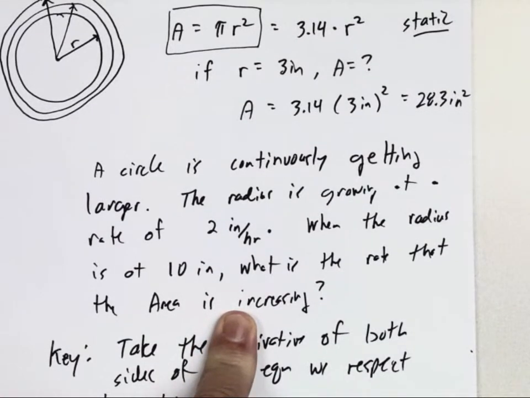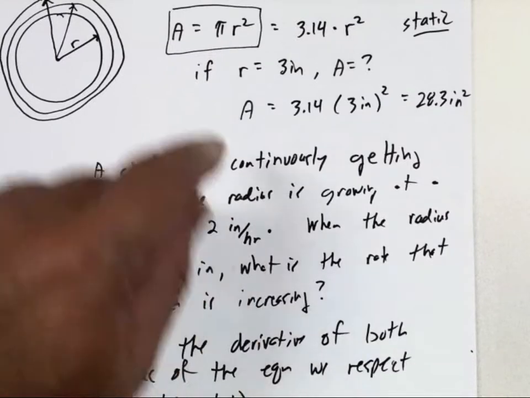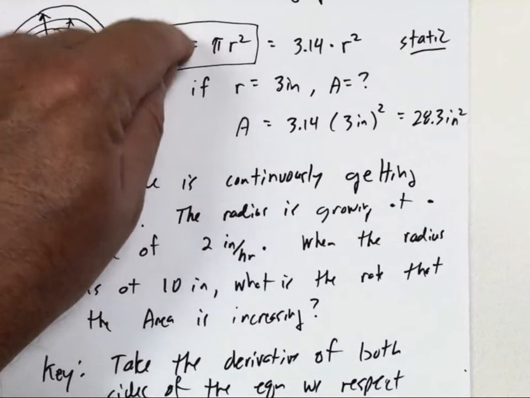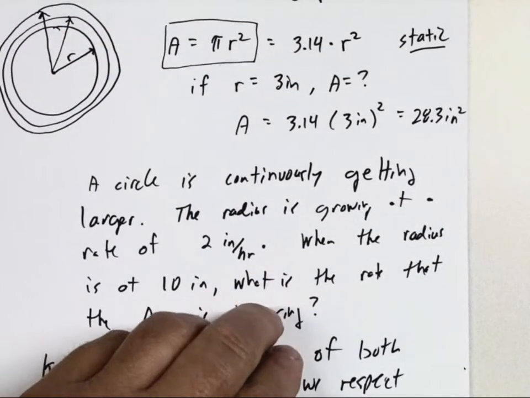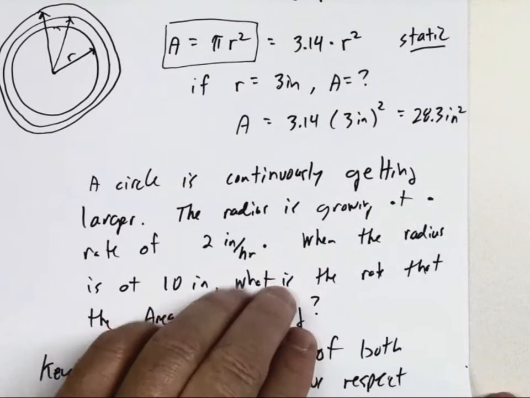When the radius is at 10 inches, what is the rate that the area is increasing? What I'm going to do is take this equation and take the derivative of both sides with respect to time. So let's do that, and once we do that, then it'll be very clear what the next steps are.